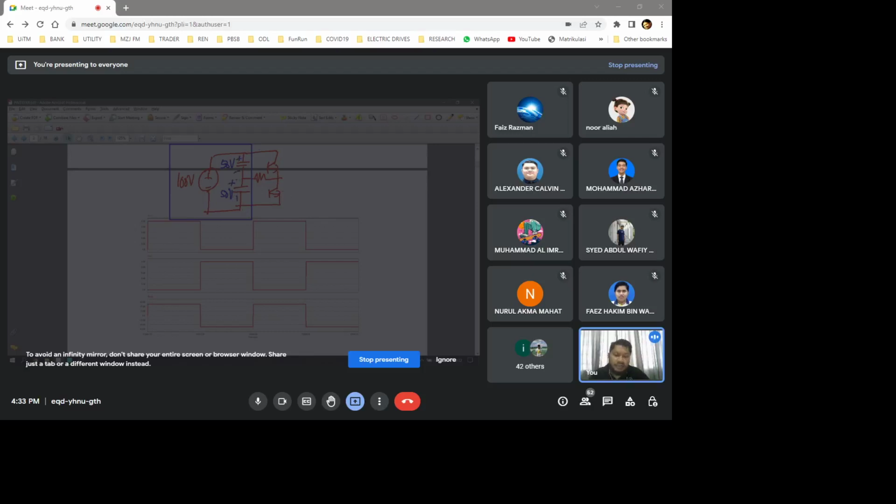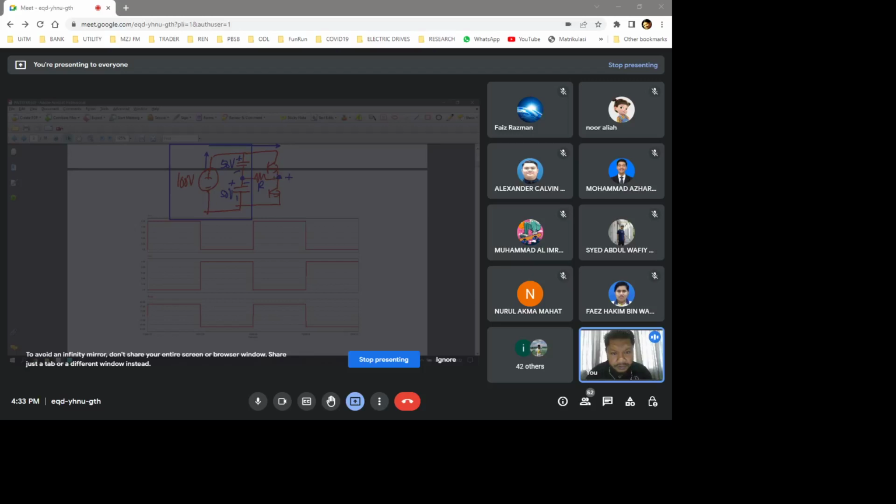And this is your output, isn't it? Load V out. This is plus, this is minus. The resistor represents the load. So the current will flow through there, close to that.